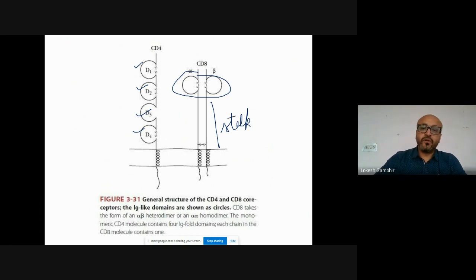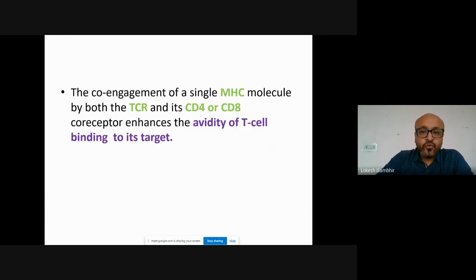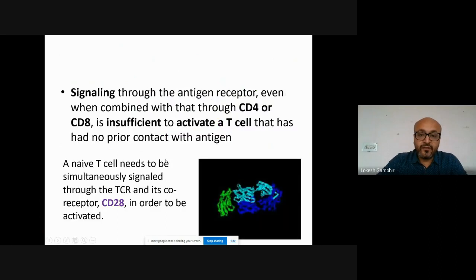So this co-engagement of CD4 and CD8 with the T cell receptor along with the MHC enhances the capability of the T cell to bind to its target. If you remove CD4 or CD8, the affinity of the T cell receptor to bind to the antigen presented by the MHC is exponentially reduced.